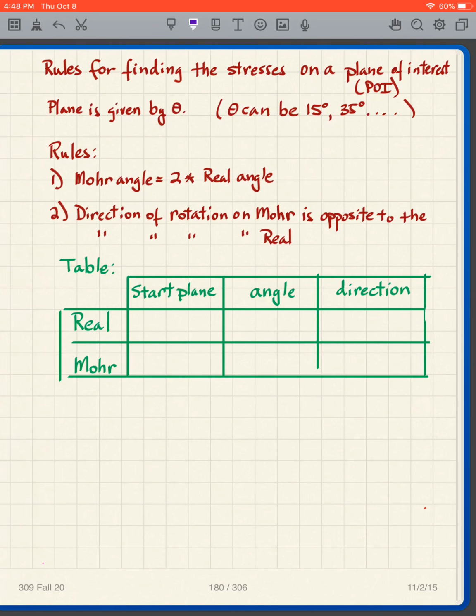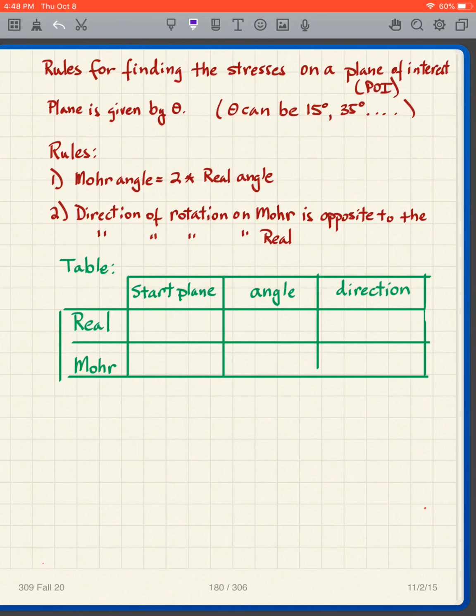All right, now, we've been able to make the circle, but to this point we really haven't done much with it. So the next part of this topic is figuring out how to use the Mohr circle, and the information that it gives to us is very informative. So this goes back, I'm going to just basically give you the rules for finding the stresses on a plane of interest.